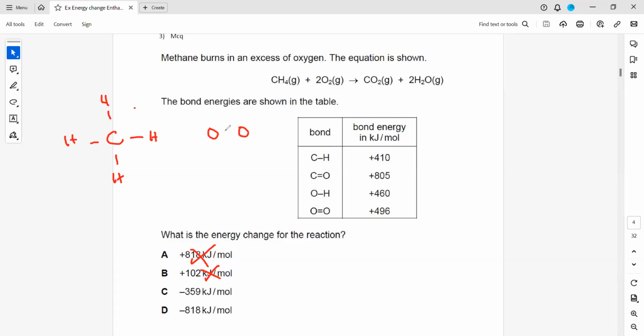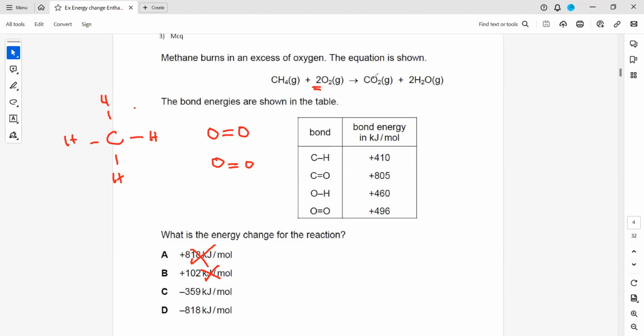But what kind of bond will they have? They will have an oxygen-oxygen double bond. Why double bond? Because oxygen belongs to group 6, and group 6 elements share 2 electrons. That's why if 2 atoms of group 6 are there, they will share 2 electrons, so there will be a double bond. And how many oxygen molecules are there? 2 of them. So you have to draw 2 of them.